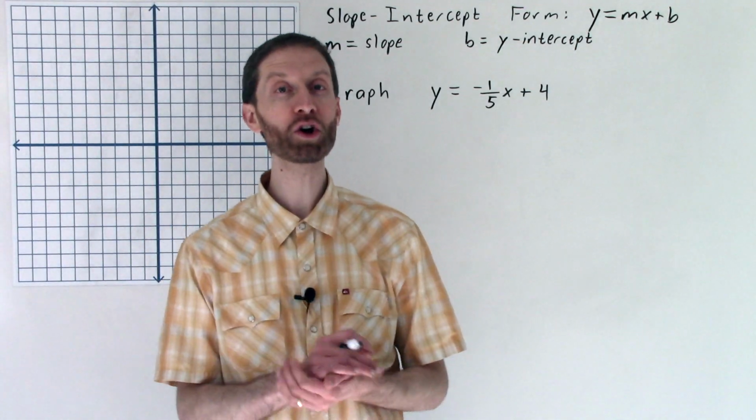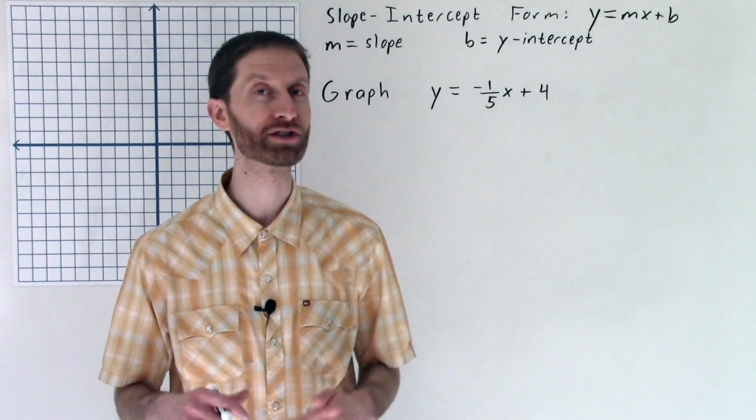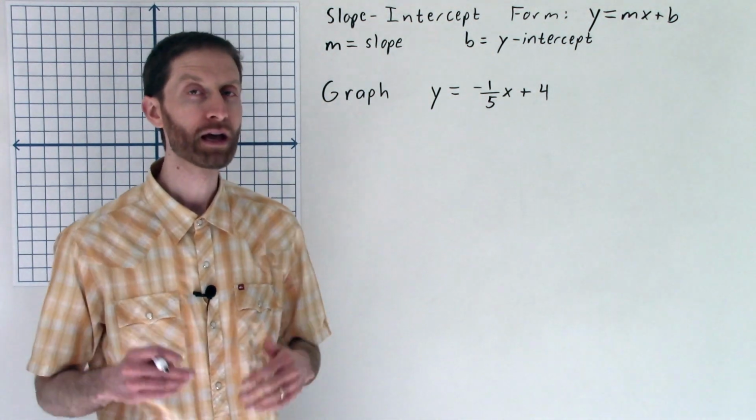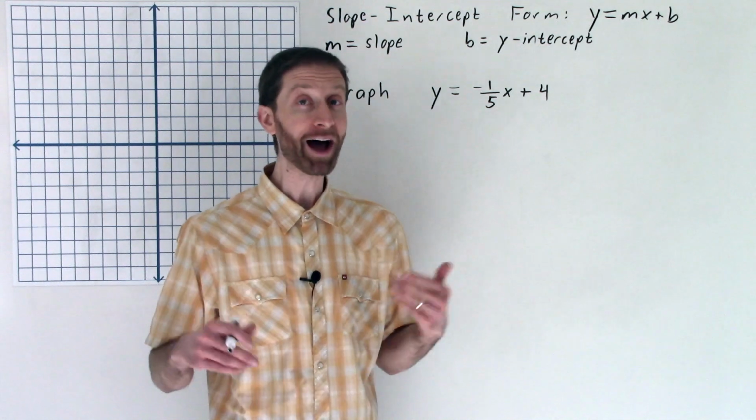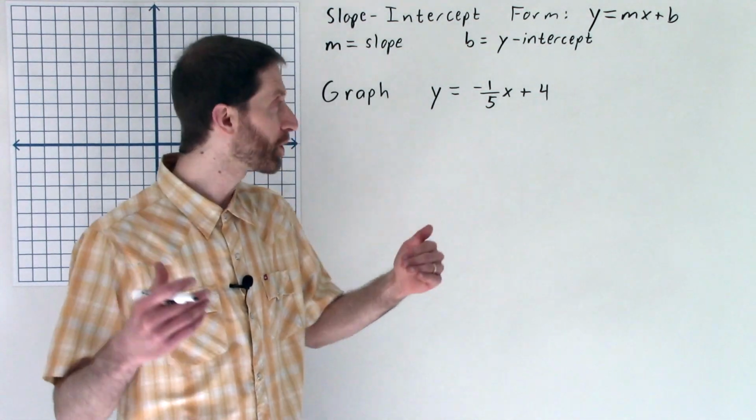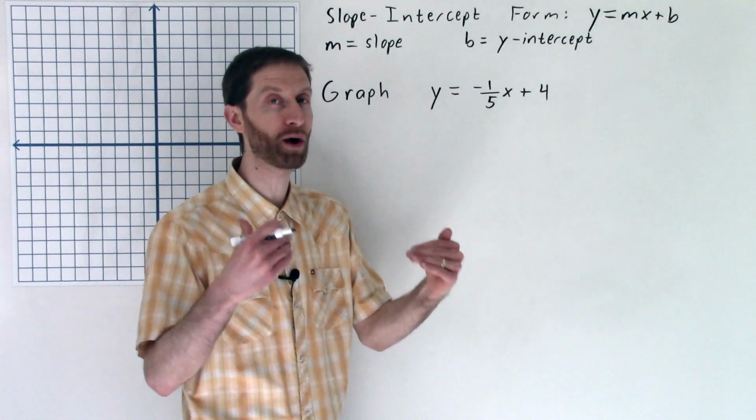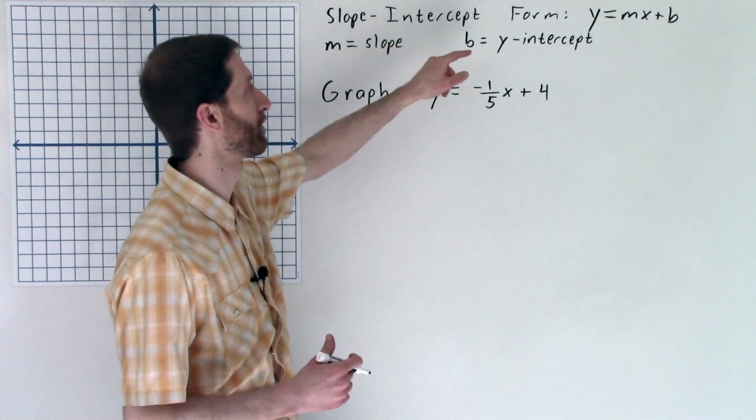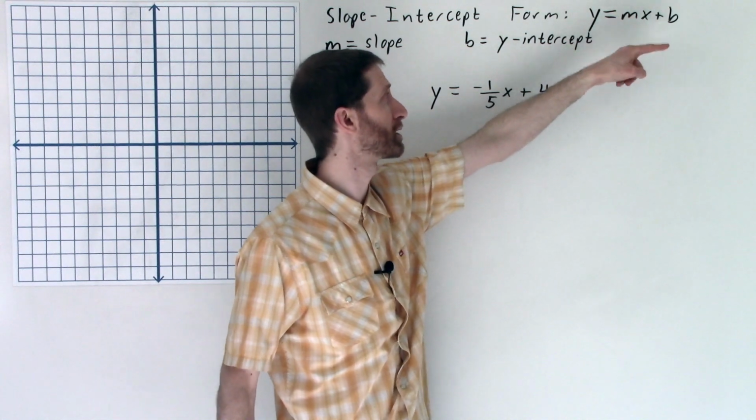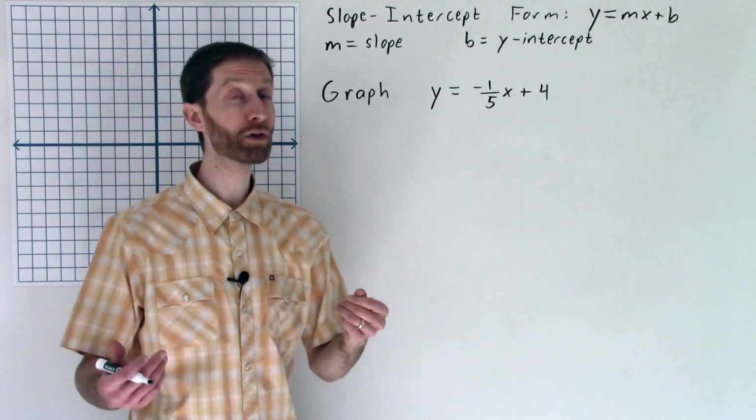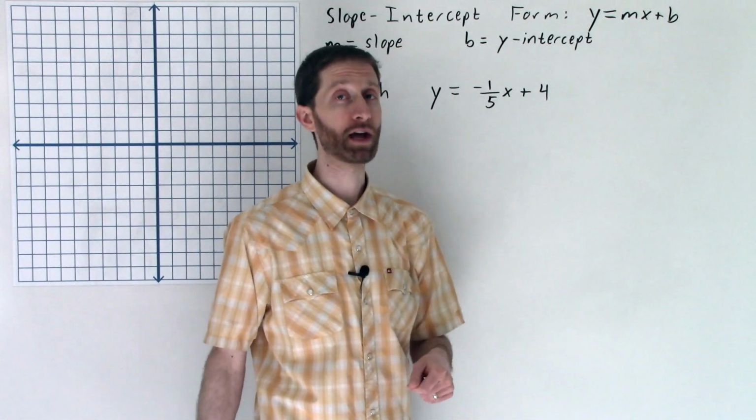In this video, we are going to go over how to graph equations that are in slope-intercept form. If you haven't watched the previous video on explaining what slope-intercept form is all about, I suggest you check it out. But either way, this video will be helpful in showing you the process of how to do slope-intercept form graphing. Slope-intercept form is of the form y equals mx plus b, where m is the slope of your line and b is the y-intercept.